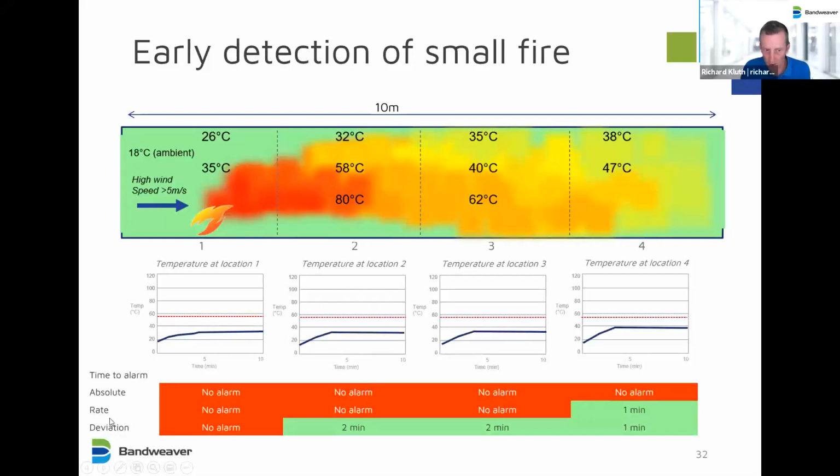If we look at the rate of rise and the deviation, the picture gets a bit more complex, but you can see the rate of rise only triggers in zone 4 where there's enough of a rise, and the deviation triggers in zone 2 and 3 and 4, but none of them trigger in zone 1.